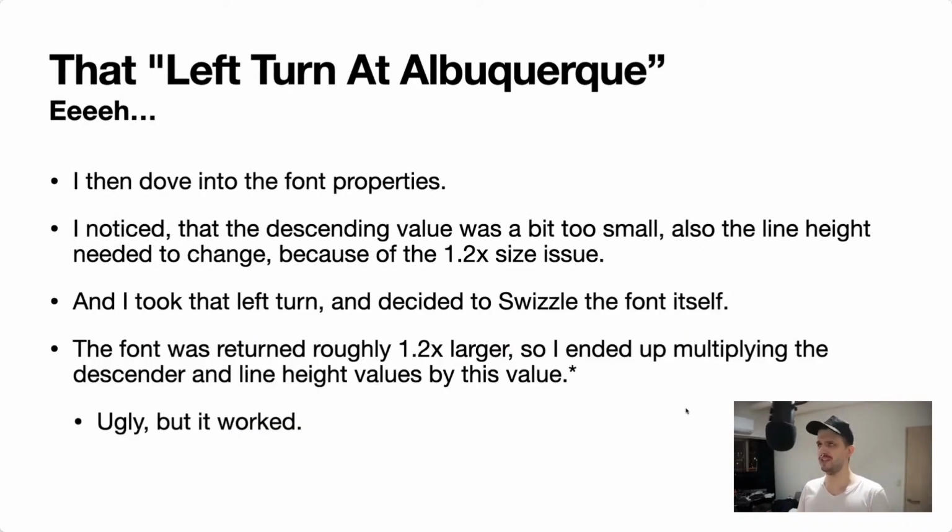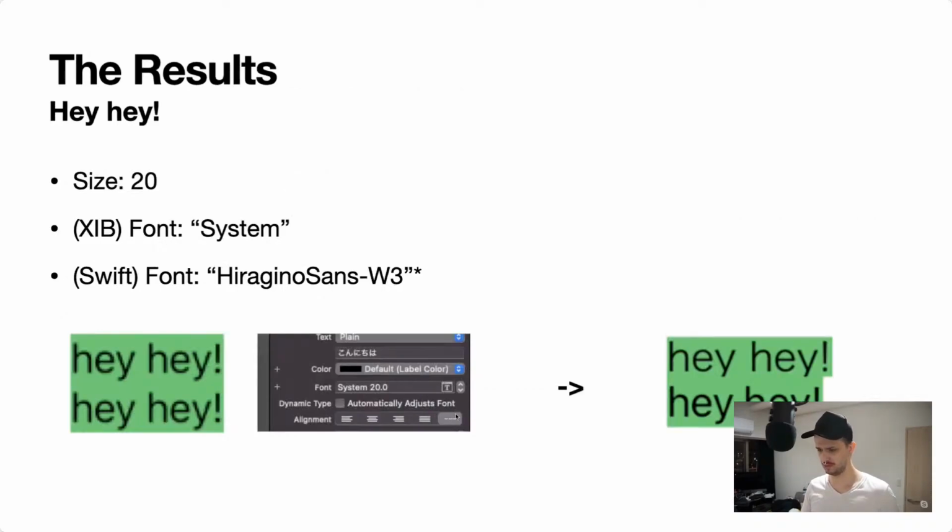So I decided to take that left turn at Albuquerque, as Bugs Bunny likes to say. I dove into the font properties, and I certainly noticed that the descending value was just too small, and the line height needed to change because of the 1.2x size issue. I think I've accidentally skipped a slide. Sorry about that. I'll just go back to this one.